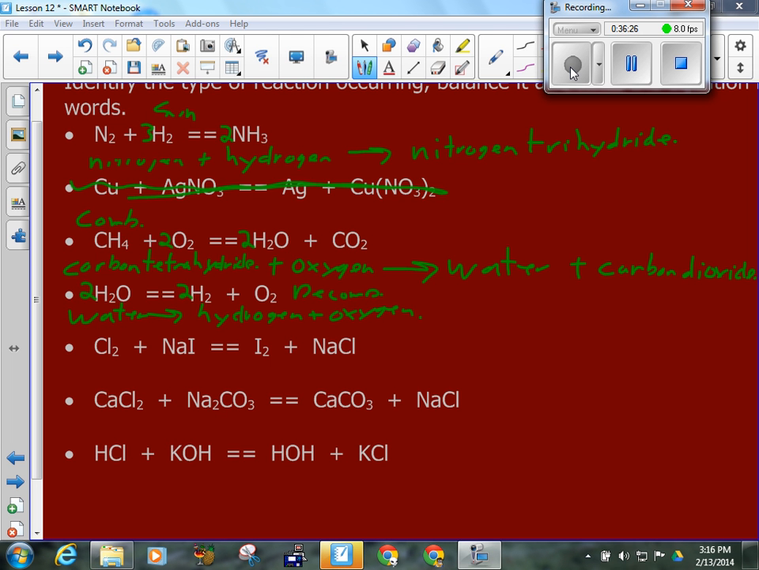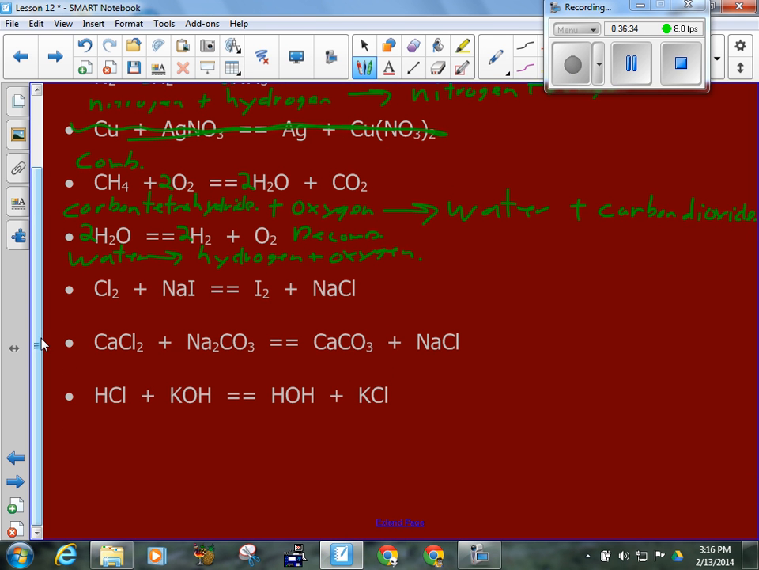Okay, how many people are done the next one here with the chlorine? Hands up if you're done. Okay, how many people are stuck? All right, let's just go through it then. So I've got what kind of reaction here? I've got a single element reacting with an ionic compound, making a different single element in a compound. It's a single replacement reaction. All right, so to write it out in words, this stuff here is chlorine. This stuff here is an ionic compound called sodium iodide. And that's going to make iodine, the element, and sodium chloride.